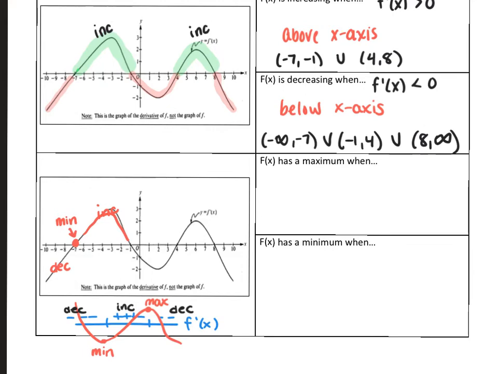And now if we look over here at -1, we're going from an increase to now below the x-axis, which is a decrease. So from an increase to a decrease, we have a maximum.